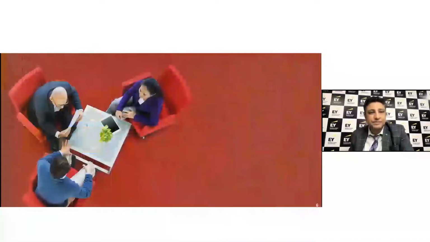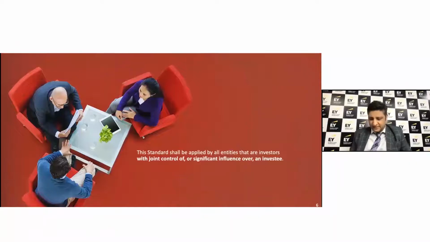So how do you see this? We say that the standard shall be applied by all entities who are investors with joint control of, or significant influence over, an investee. What is joint control? There is a reference to something called collective control, which is specifically discussed in detail under Ind AS 111, Joint Arrangements. It's just the scoping part of it. Don't worry too much about that part. There's a very comprehensive discussion of the meaning of joint control separately. What we want to focus on is significant influence.